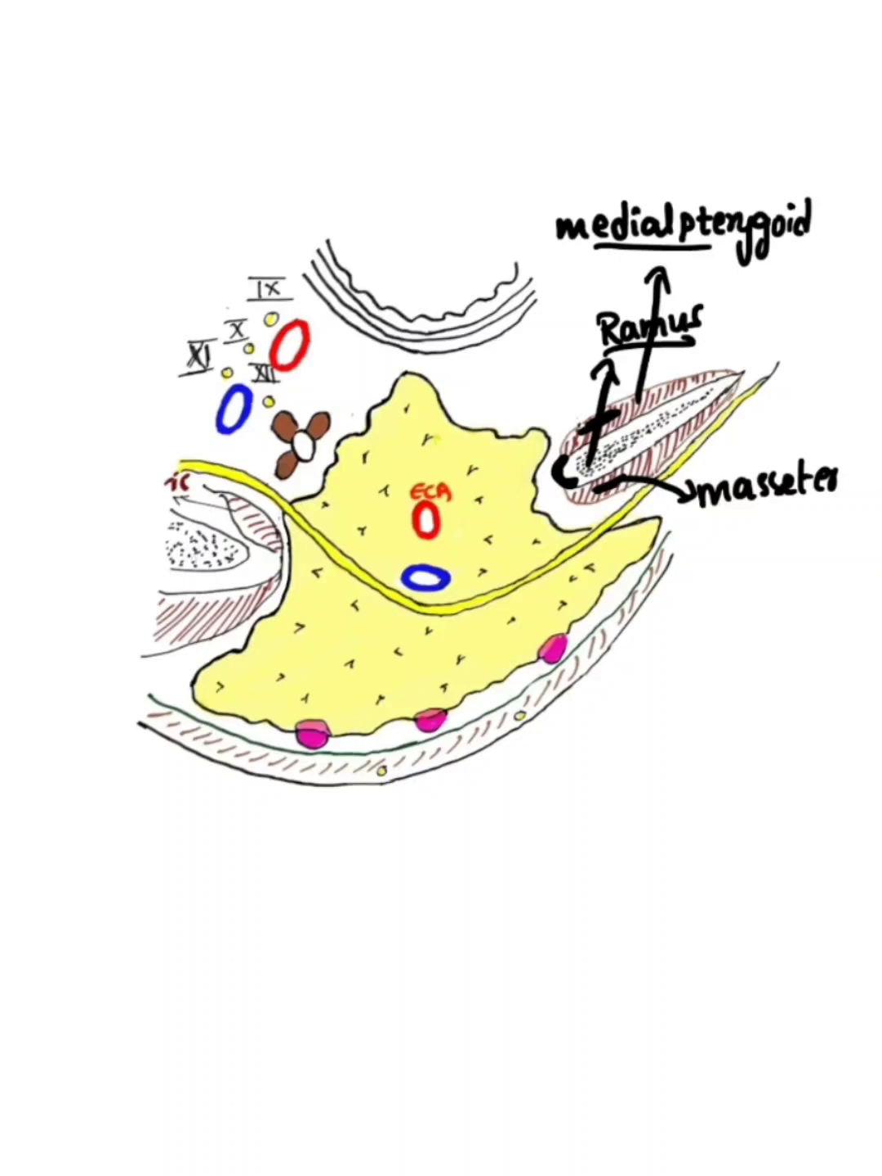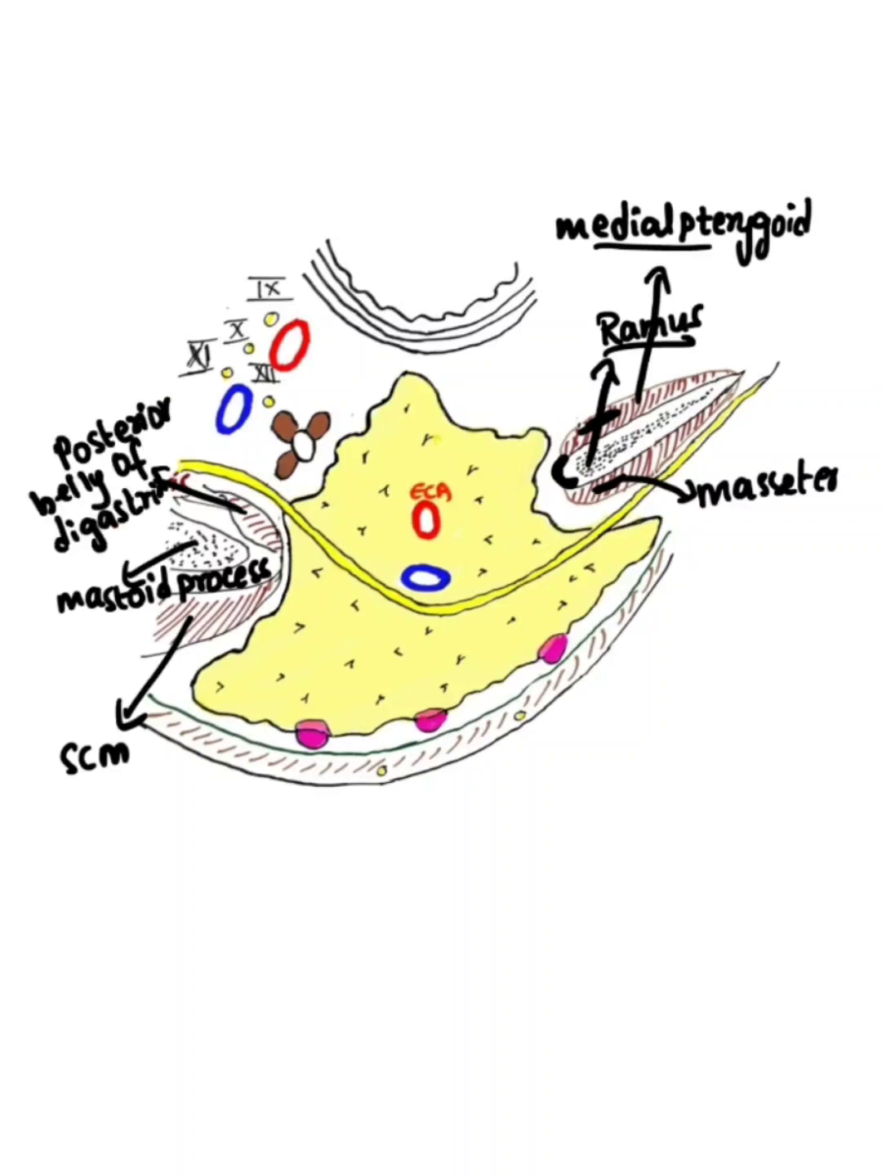Posteromedial surface is related to mastoid process. To the mastoid process, laterally, sternocleidomastoid is attached. Medially, posterior belly of digastric is attached. So the posteromedial surface is related to mastoid process with sternocleidomastoid and posterior belly of digastric. The posteromedial surface is also related to styloid process and styloid group of muscles.